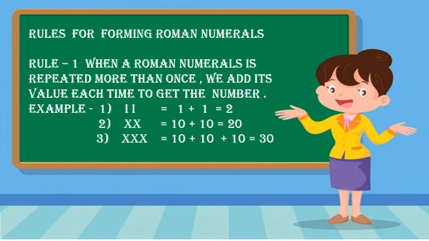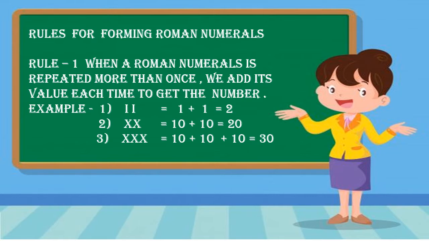There are basically 4 rules for forming Roman numerals. Let us discuss all the rules one by one. Rule 1 says, when a Roman numeral is repeated more than once, we add its value each time to get the number. Let us see examples.